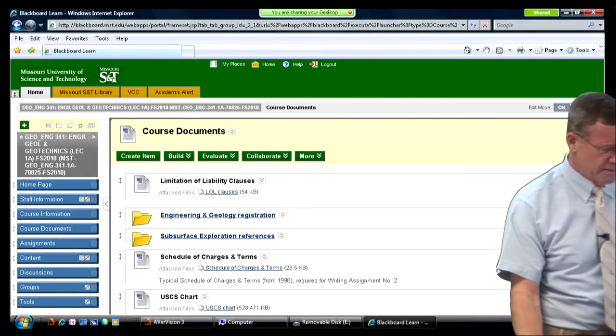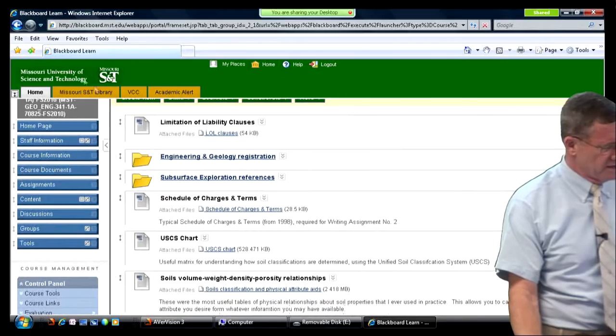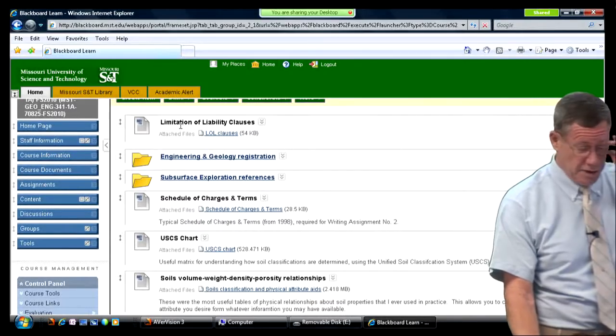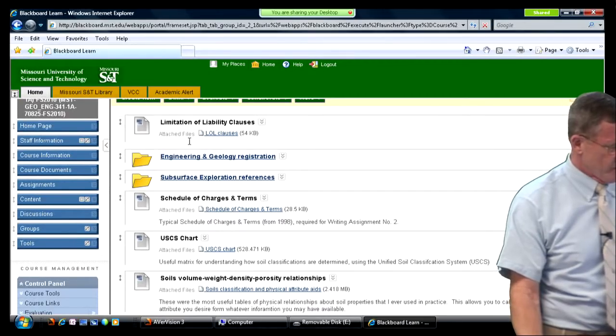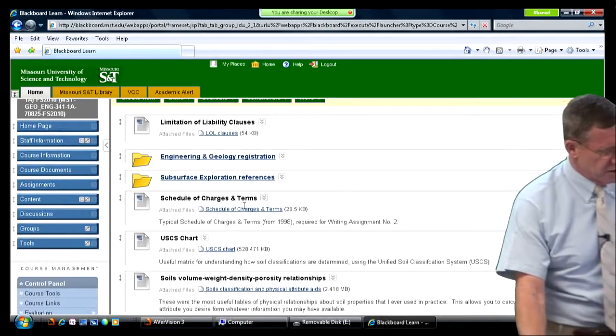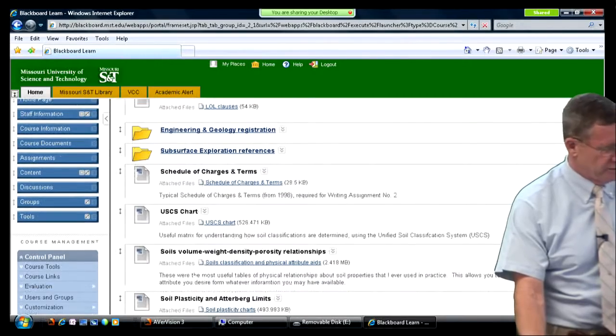If you look at these, there's limitation of liability clauses we're going to talk about when we start preparing simple proposals and reports, which will start next week. Schedule of charges and terms, that's just a typical, that's an old one now. Schedule of charges and terms. You always have to list that in your proposal.